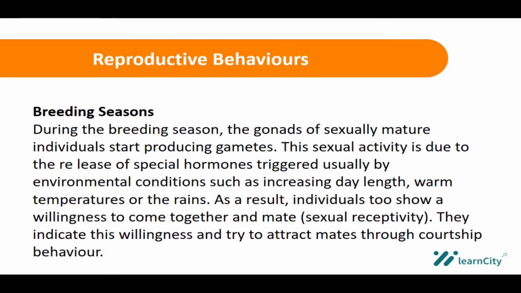Now, during the breeding seasons of these animals, the gonads of sexually mature individuals start producing gametes. This is due to the release of special hormones. The hormones trigger this production of gametes by the gonads. The release of these hormones is usually triggered by environmental conditions like increasing day length, warm temperatures, or the rains, and so on.